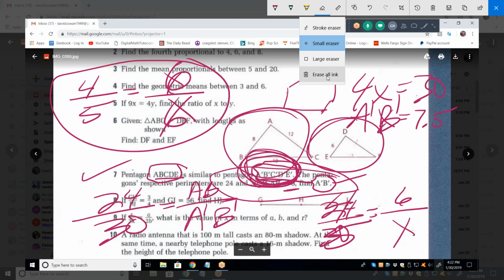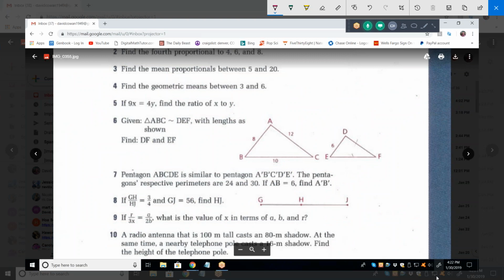Okay. And now number 10. These are like trig problems almost. There's the radio antenna. It's 100 meters tall. It casts a shadow. We'll pretend the sun is up here. The shadow is 80 meters long. So this is all shadow from that antenna.